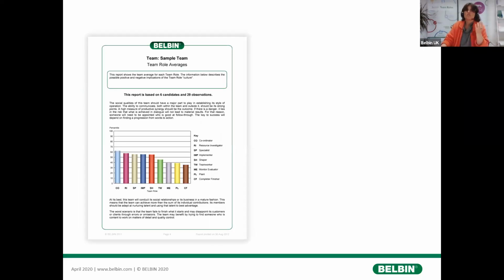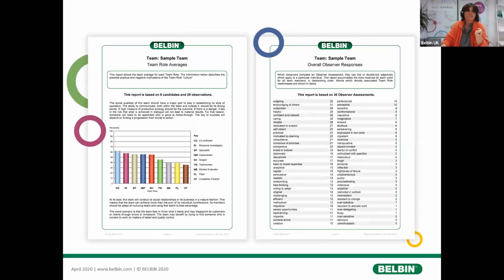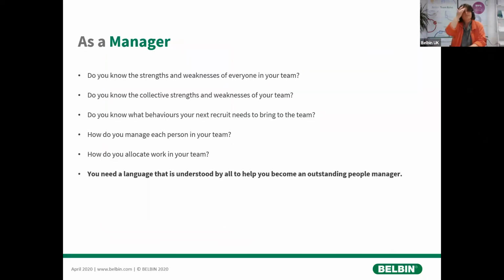And overall, what does the culture of your team look like? What are the strengths? Look at what are the weaknesses? And what words can that team use to describe themselves? And this is all part of the team reports. We have the individual reports. We combine all of those together to produce these team reports.